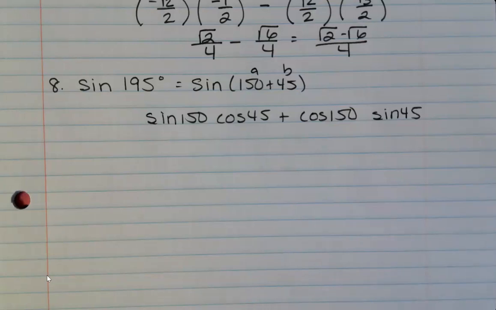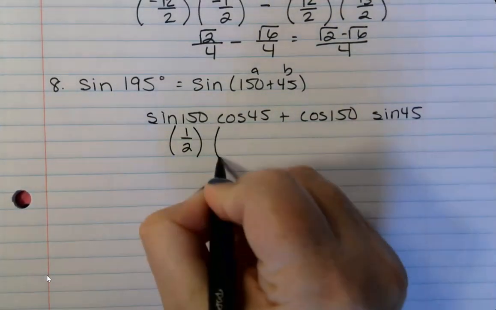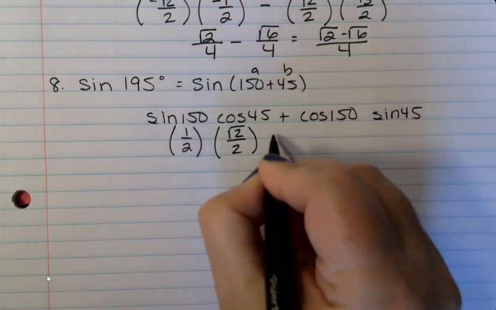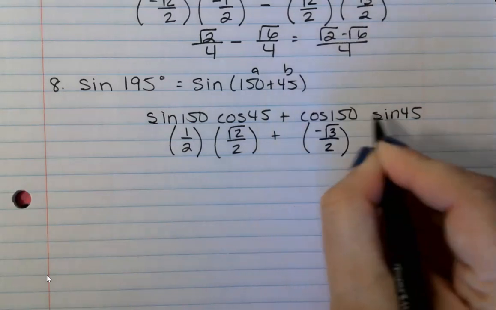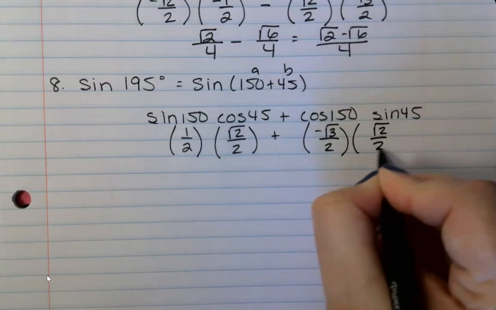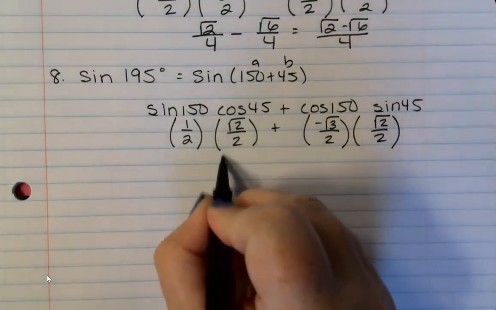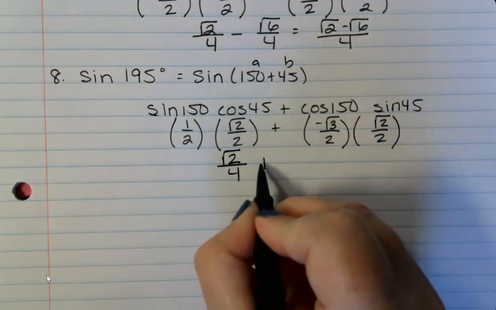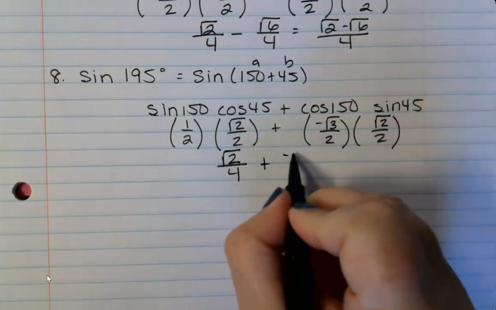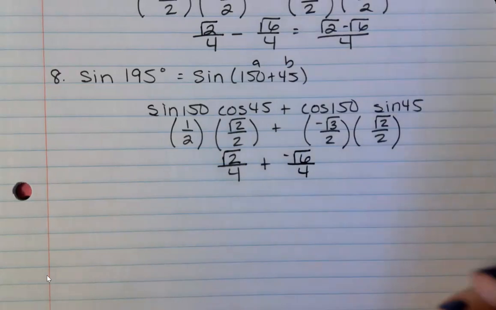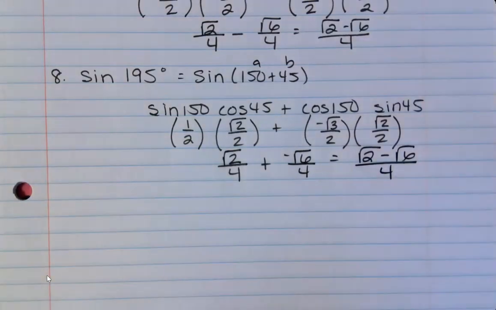And let's see, what is sine of 150? 1/2. Cosine is square root 2 over 2. Cosine of 150 is negative square root 3 over 2. And sine of 45 is square root 2 over 2. This cleans up to square root of 2 over 4. And this is what? Negative square root of 6 over 4. So square root of 2 minus the square root of 6 all over 4.